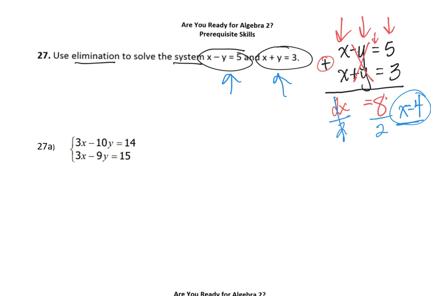So just because this one was first, I will use x minus y. Okay, I'm using this x minus y equals 5, and we said x equals 4. So I'm going to plug 4 in for x. I'm going to say 4 minus y equals 5. I just substituted it in, and then I'm going to finish solving for y.